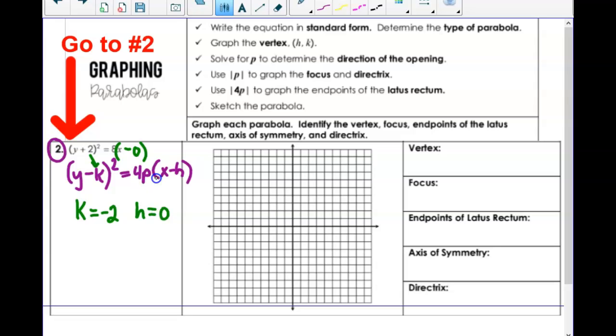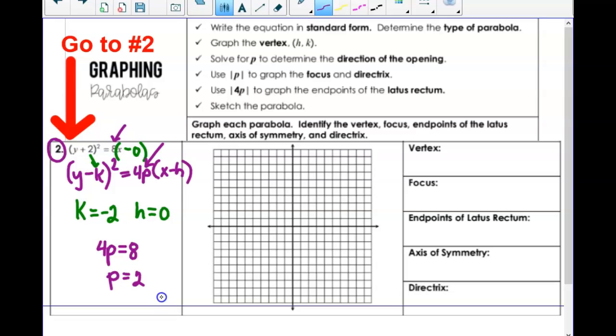What's multiplied by the x is 4p. So we have an 8 in the spot that's supposed to be a 4p. So we can say 4p equals 8, which makes p a nice integer value of 2.